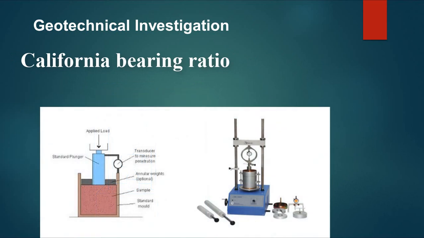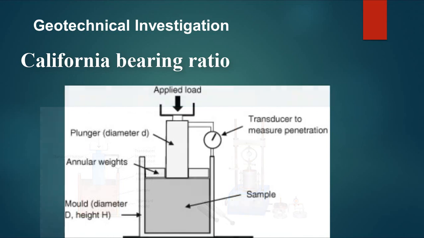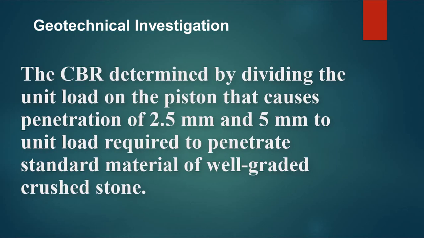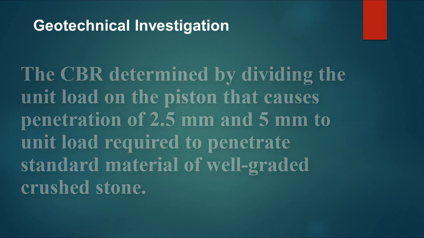California bearing ratio. CBR is used to evaluate the mechanical strength of the soil. A sample of soil is prepared in a cylindrical mold. Then a cylindrical plunger of 50 mm diameter is forced to penetrate the sample at a controlled rate. The CBR is determined by dividing the unit load on the piston that causes penetration of 2.5 mm and 5 mm by the unit load required to penetrate a standard material of well-graded crushed stone.